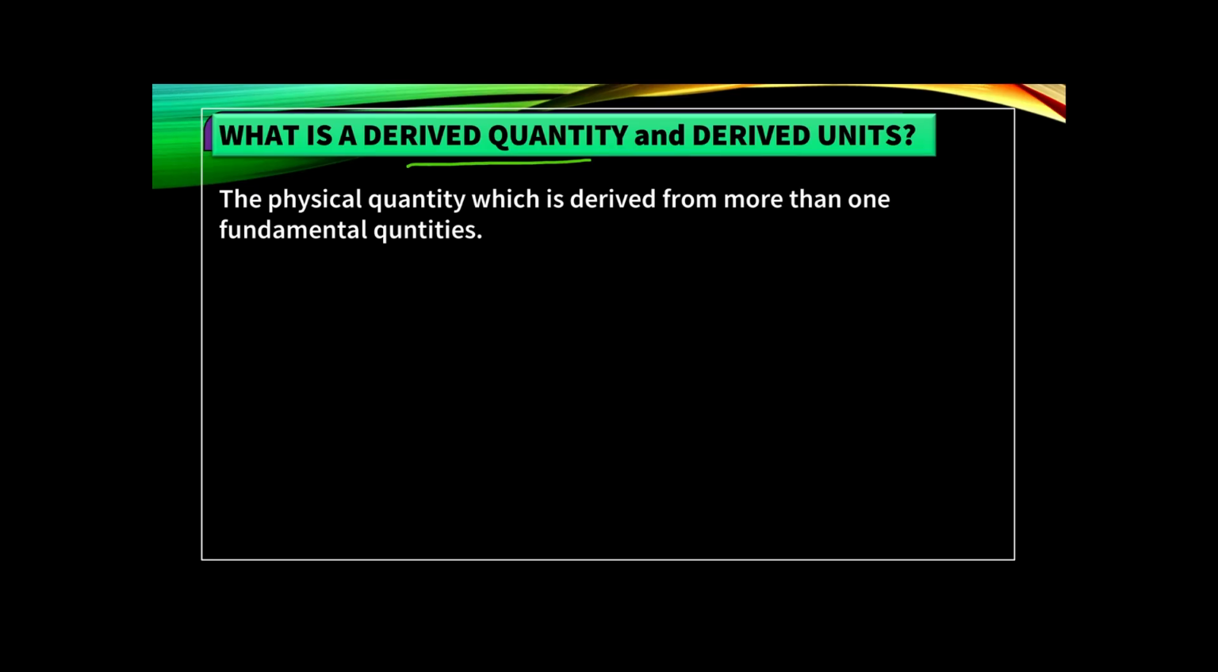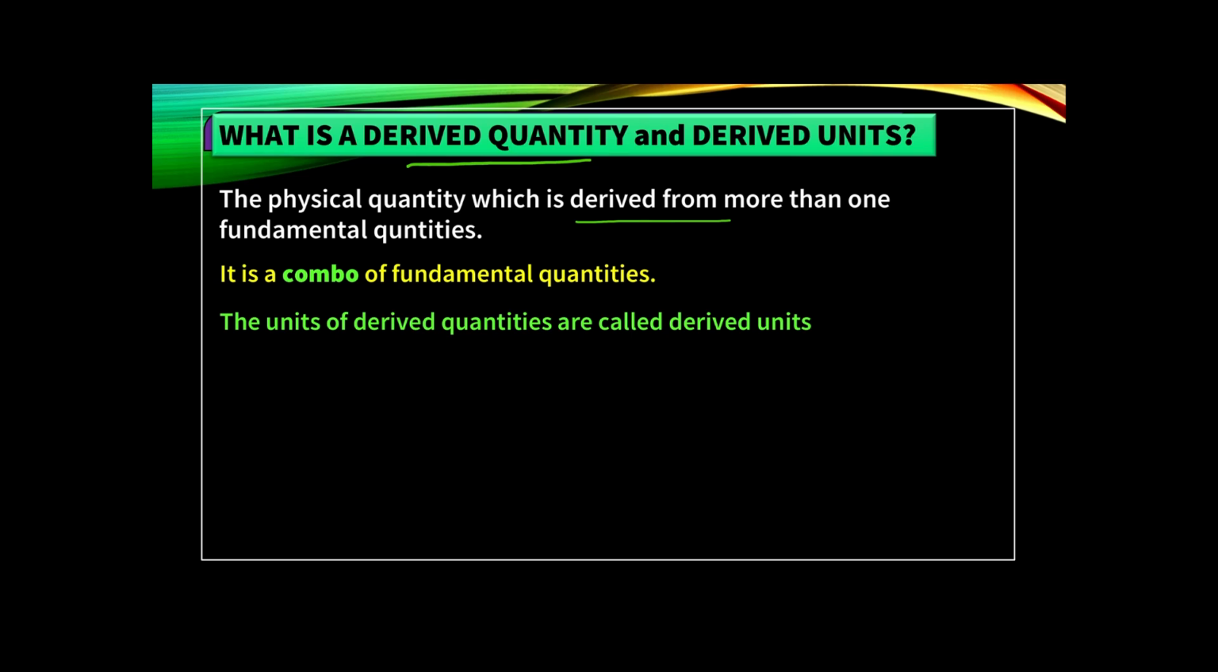The name itself tells you it is derived from the fundamental quantities. So what is a derived quantity? It is a physical quantity which is derived from the fundamental quantities. It's a combo of fundamental quantities. And the units of these quantities, we call them derived units.